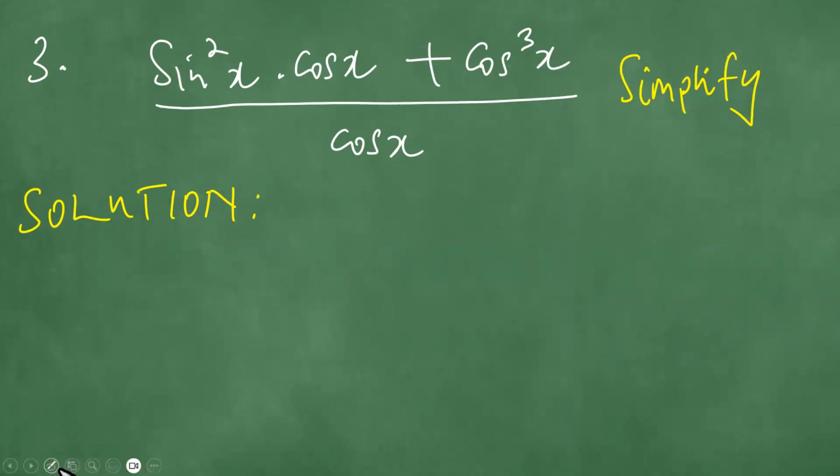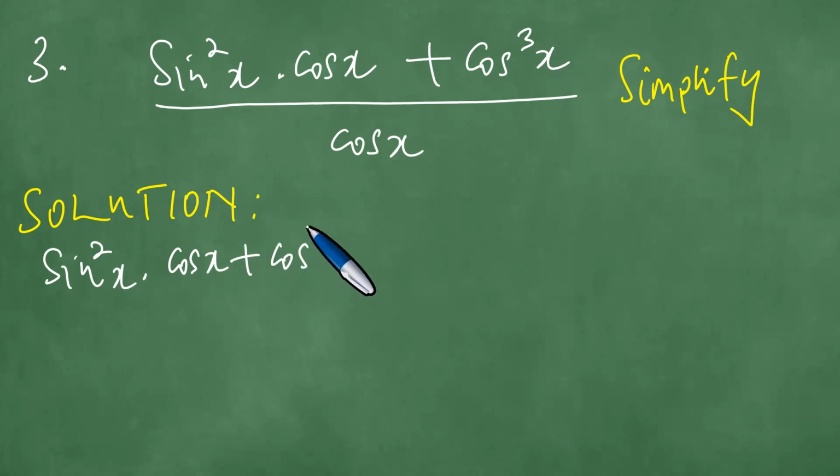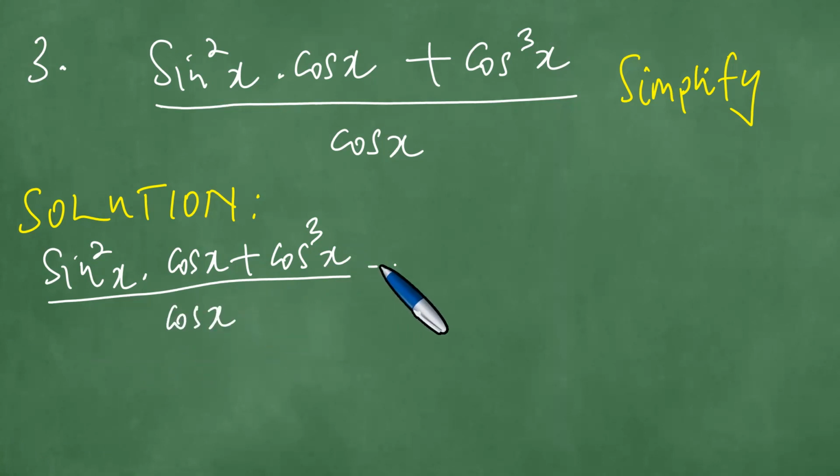Now, if you have to simplify these, I'm giving it to you. Guys, anyone, what do we do here to simplify this? We are given sine squared x times cosine x plus cosine cubed of x, divided by cosine x equals. What do we do here, and how do we simplify these? Anyone, please, quickly. By merely looking at this, you can see that there is cosine in two places.